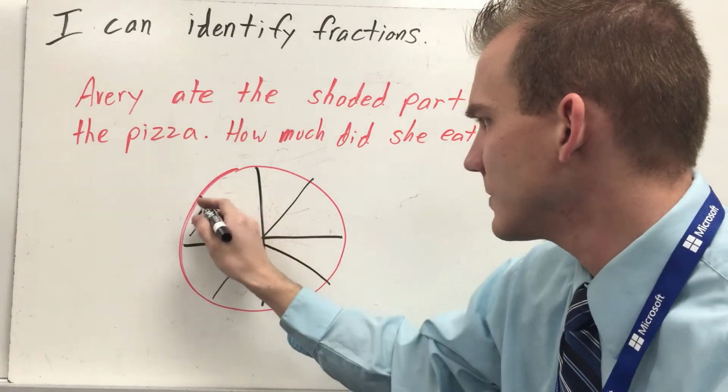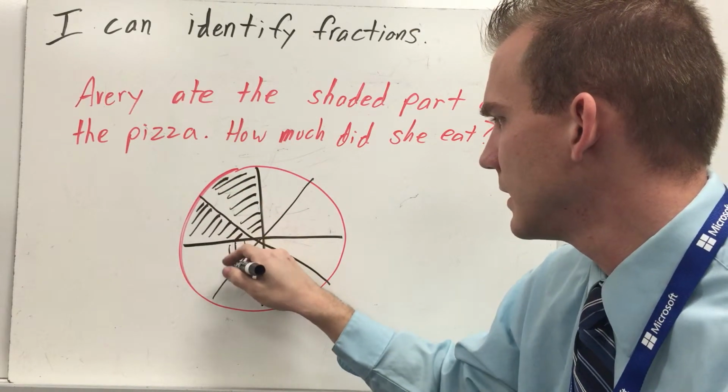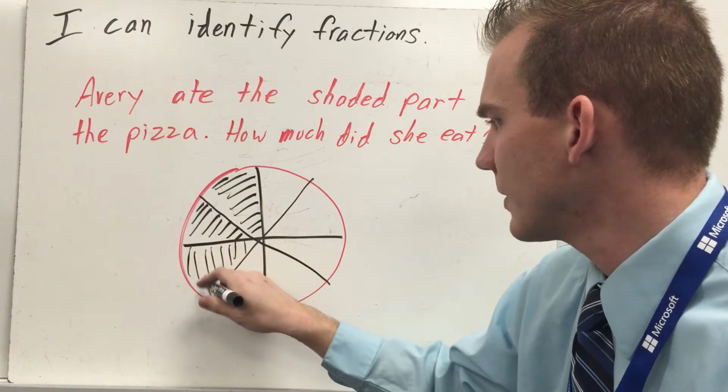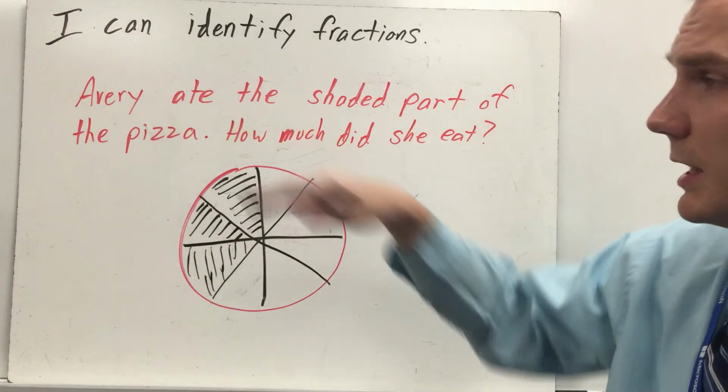Now, I'm not going to talk too much about it because I want you to solve this one and try to figure out how much of this is shaded. What fraction is represented by the shaded part? How much pizza did Avery eat?